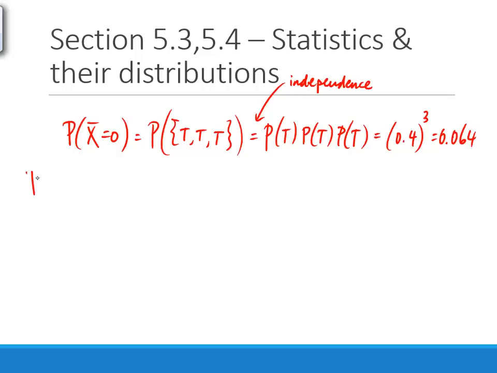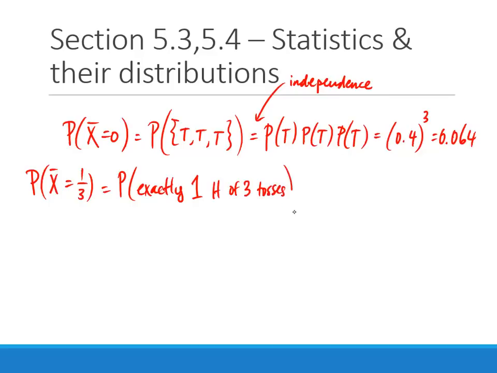Okay, the probability that the sample mean is 1/3. Well, again, that's the probability that I get exactly one head out of 3 tosses. So what does that sound like? The probability that I get exactly one success out of 3 trials, 3 independent trials.